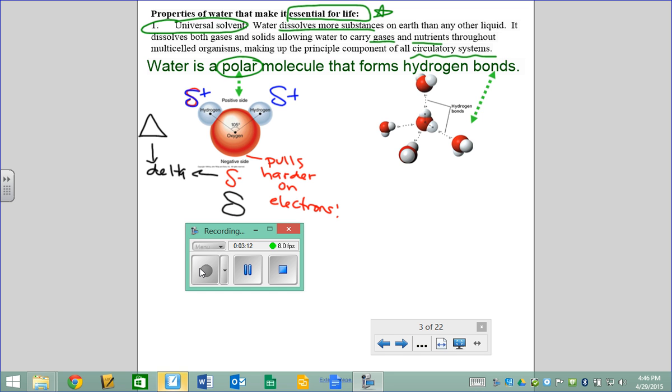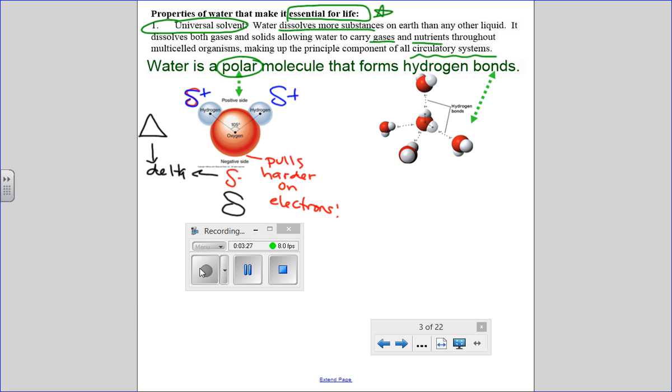Now, this idea of partial positive and partial negative is really a chemistry topic. If you took Chem 20 or you're going to take Chem 20, you'll do a whole unit where you talk about this. What I'm interested in you knowing is that one side of water is positive, the other is negative. The result, water forms pretty strong things called hydrogen bonds.